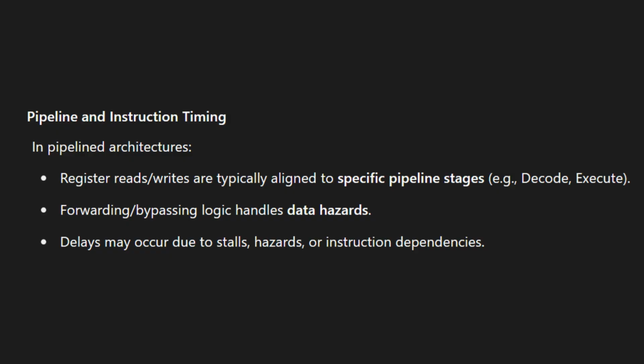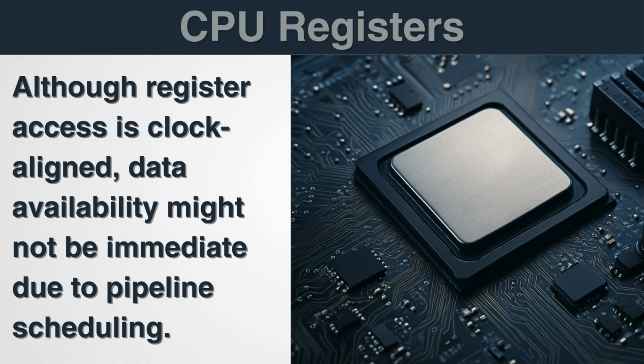And in pipelined architectures, register reads and writes are typically aligned to specific pipeline stages, like decode and execute. Forwarding and bypassing logic handles data hazards, and delays may occur due to stalls, hazards, or instruction dependencies. Therefore, although register access is clock-aligned, data availability might not be immediate due to pipeline scheduling.